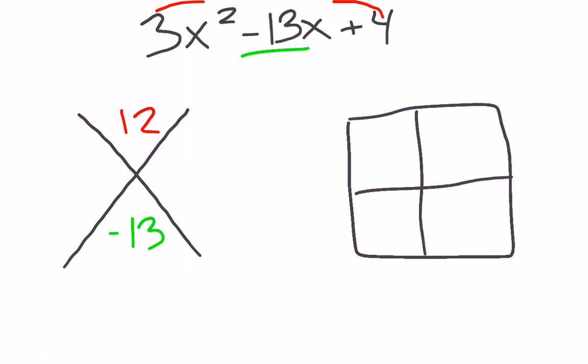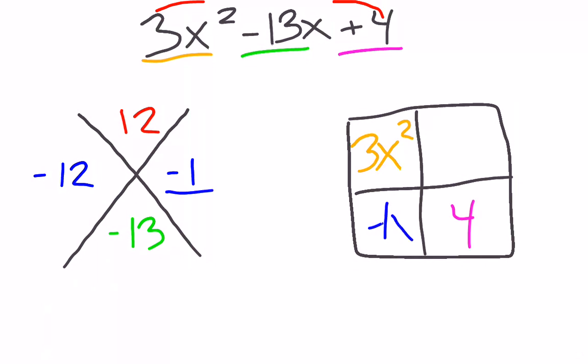Don't get stressed about this one. It's just going to be 12 times 1, but both of them are negative. Now we need to fill the box. First term goes in the first box. Last term goes in the last box. And my x goes on the diagonal.